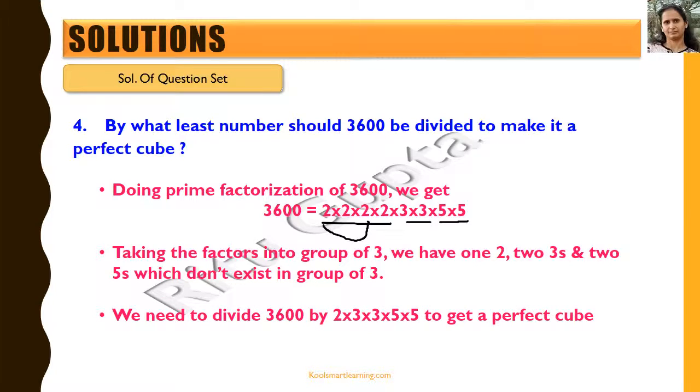Now we need to divide 3600 by 2 multiplied by 3 multiplied by 3 multiplied by 5 multiplied by 5 to get a perfect cube. Now this value comes out to be 450. So we need to divide 3600 by 450 to make it a perfect cube.